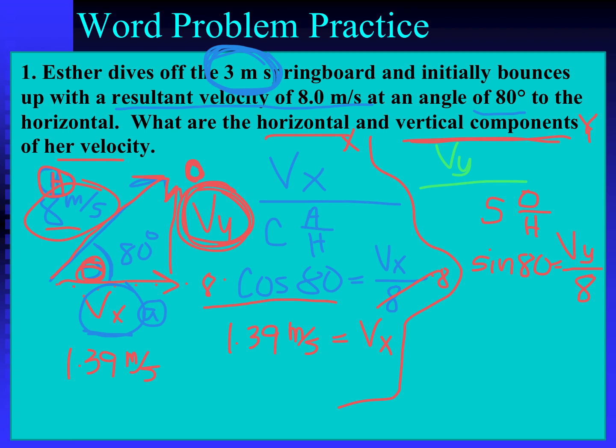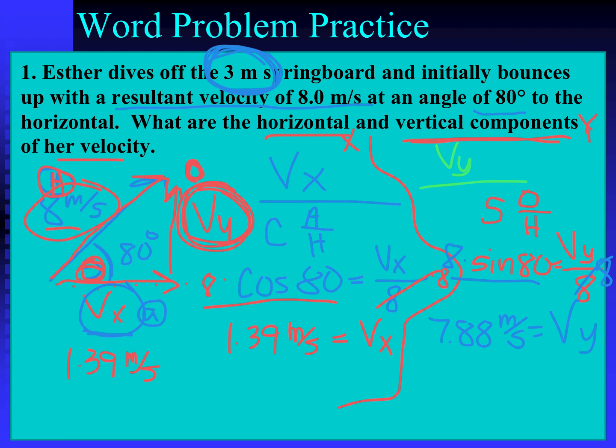Now I've got that. All I have to do is my math. I'm going to multiply both sides by 8, get rid of 8. The velocity component here is going to be 8 times the sine of 80. And I'm literally just going to plug that in. 8 times the sine of 80, close parentheses, hit equals, and I get about 7.88 meters per second.